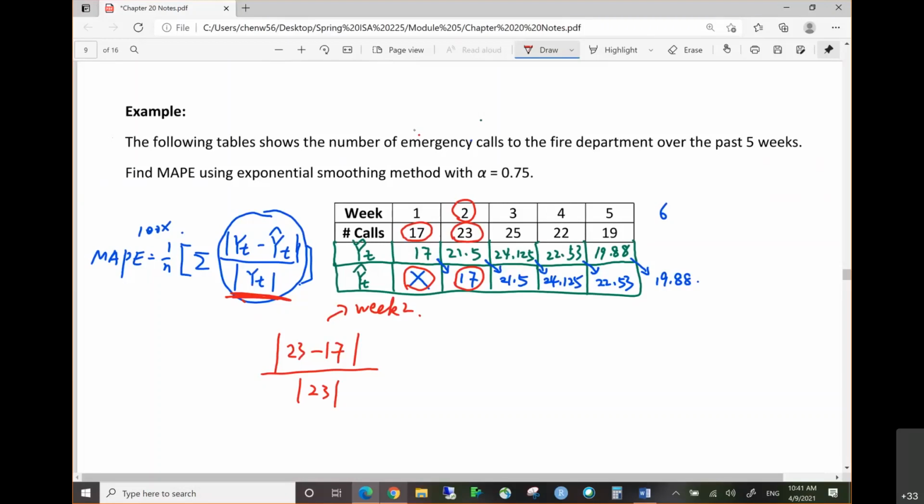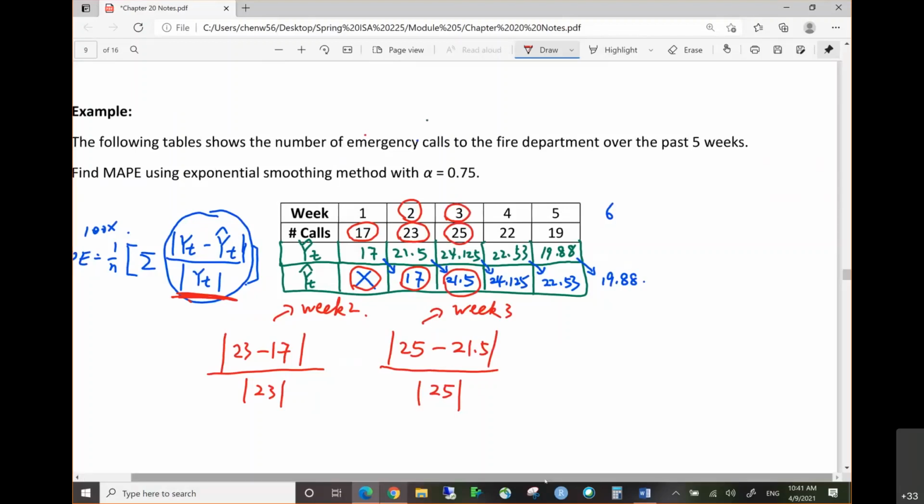And then continue for the next week. We have the observed value 25 and the predicted value 21.5. So we have the observed minus the predicted, divided by the observed. This is for week 3.